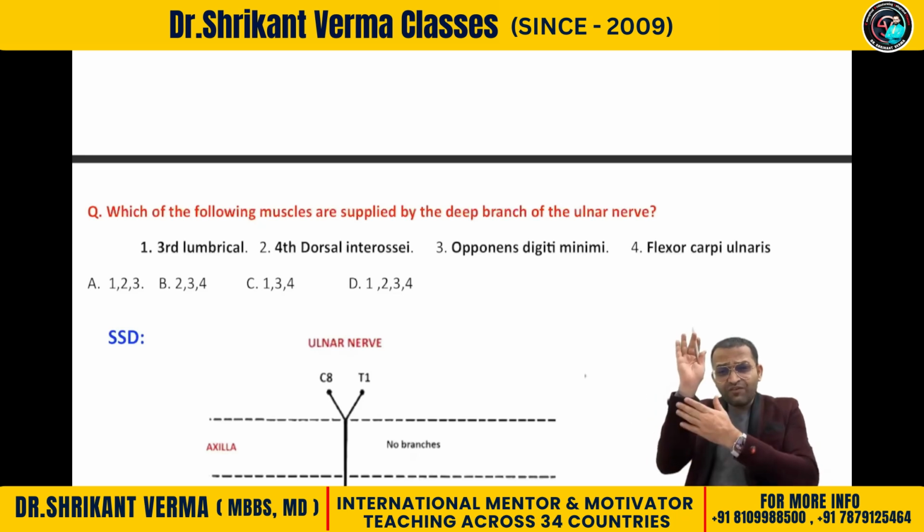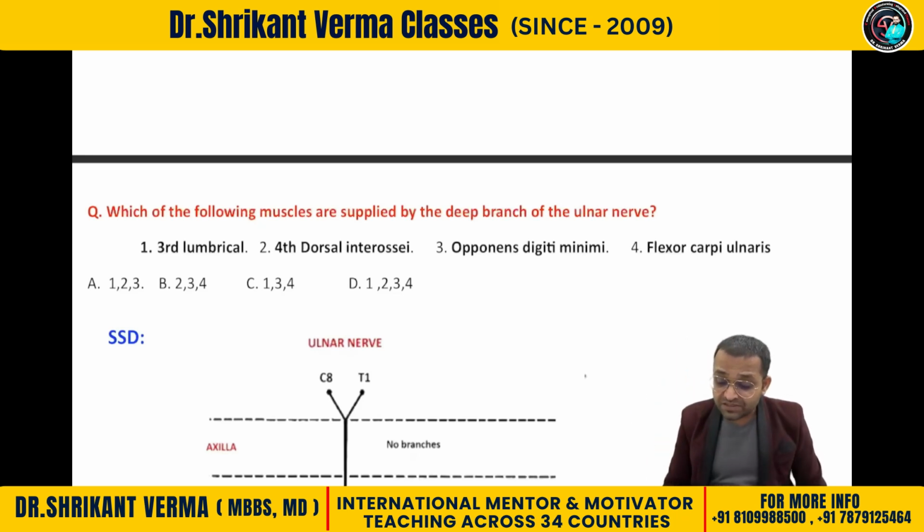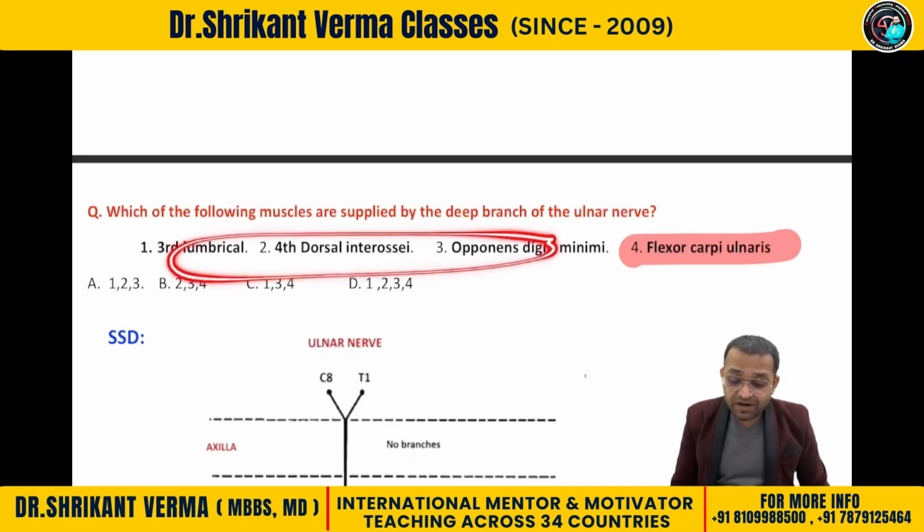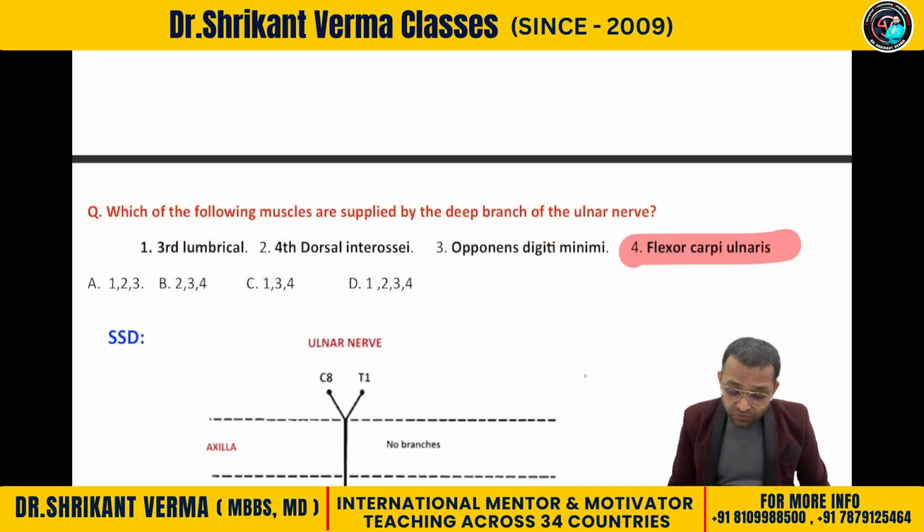So in the forearm, the ulnar nerve, the superficial branch is supplying the flexor carpi ulnaris. Okay, sir. And remaining all are supplied by the deep branch in the hand. So the answer is 1, 2, 3. So according to it, the correct answer is A.